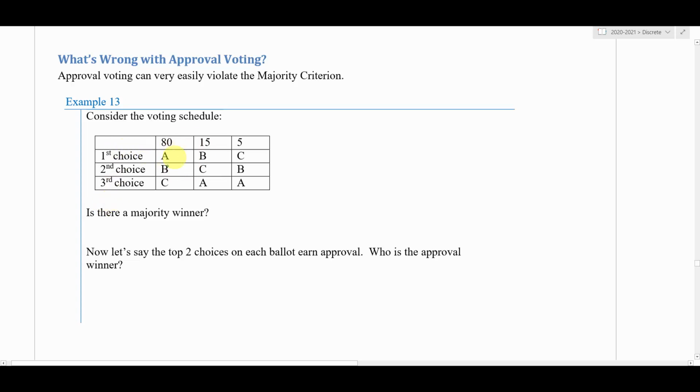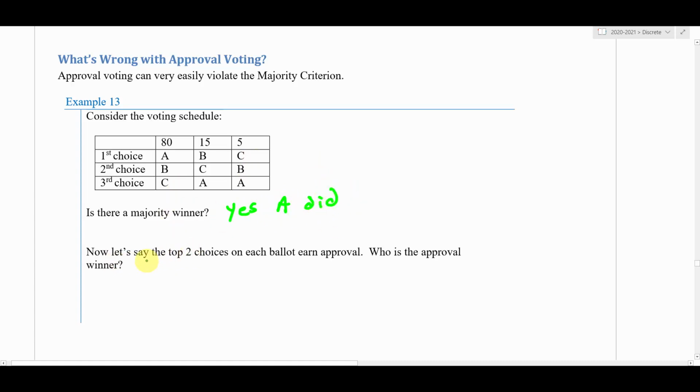So if we look at this example here, it asks, is there a majority winner? And so we go through and we say, well, A got 80 of the first place votes, and there were 100 votes. So we would say, yes, A did. All right, so A is a majority winner.